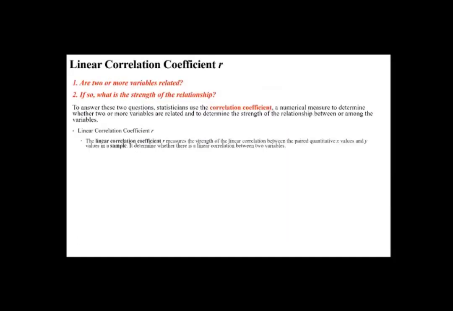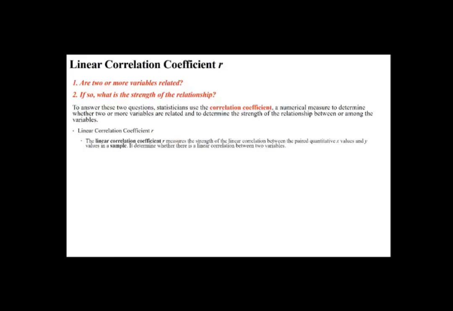There is a relationship. Are two or more variables related? If so, what is the strength of the relationship? To answer these two questions, statisticians use the correlation coefficient, a numerical measure to determine whether two or more variables are related and to determine the strength of the relationship between or among the variables. The linear correlation coefficient R measures the strength of the linear correlation between the paired quantitative x values and y values in a sample.